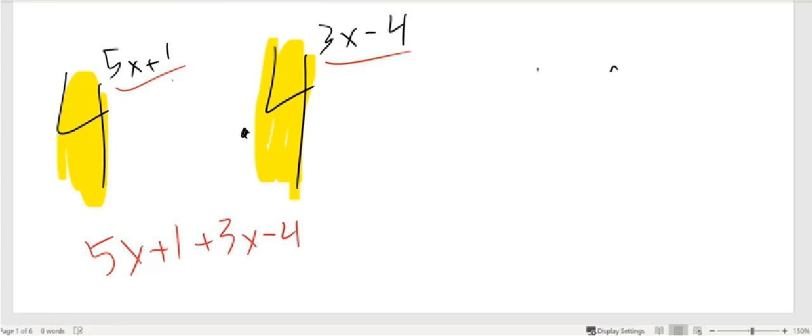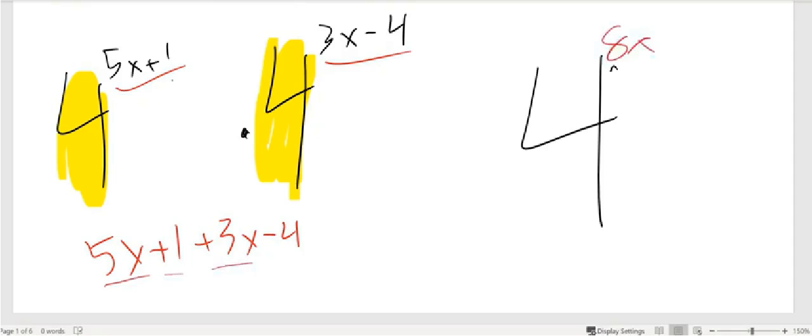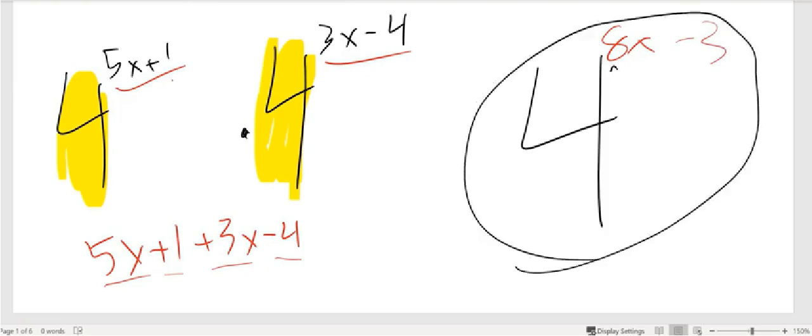Just combine like we did in a previous unit. Your answer still has a big 4 in it. You take 5x plus 3x, which gives me 8x. I take 1 minus 4, which is simple, it gives me minus 3. And that's it. It's not that complicated, all you got to do is add your exponents. Base stays the same, add your exponents. Nothing too extremely difficult.